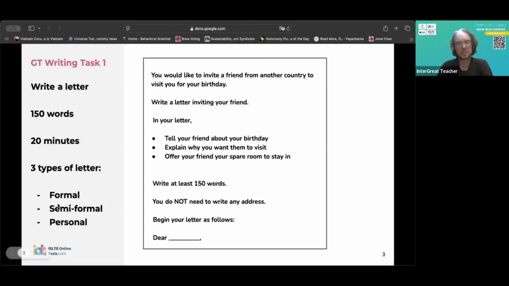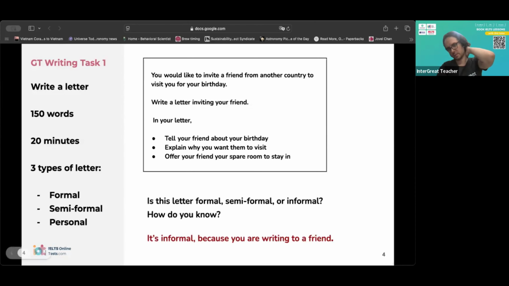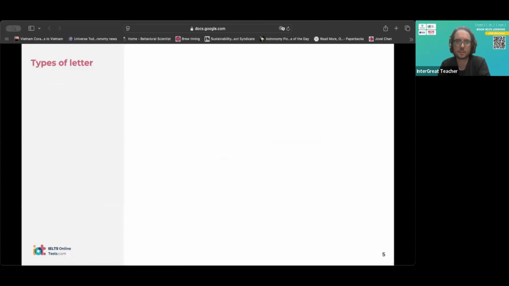There are 2 other types of letter that you could be asked to write. Those are the formal and the semi-formal. But for today's lesson, we're just going to look at the personal ones. As I said, this is going to be an informal letter because the main reason you know that is you know this person, you know who they are, you've met them before. So in that case, it is informal. If you don't know the person, or if you rarely talk to them, then this would be a formal or a semi-formal letter.